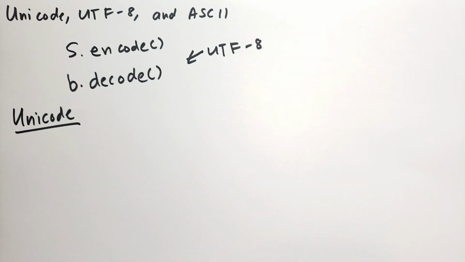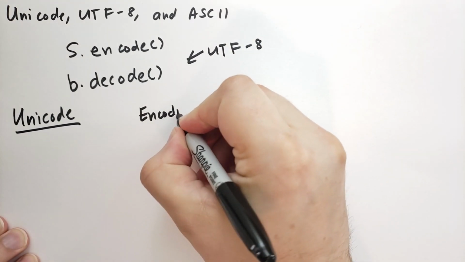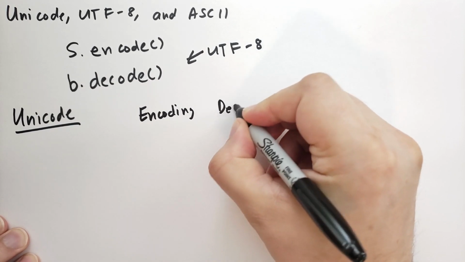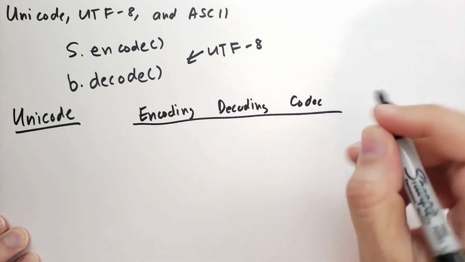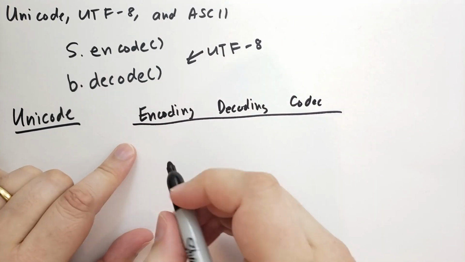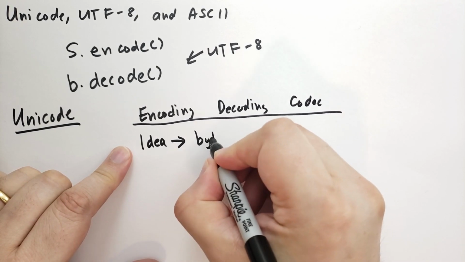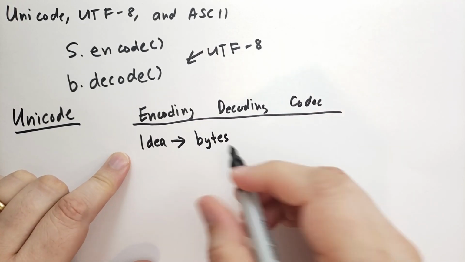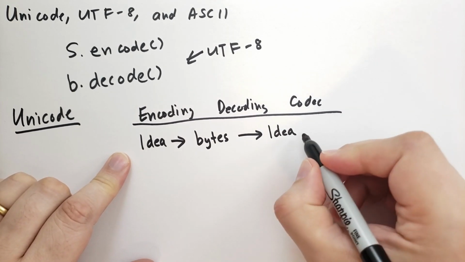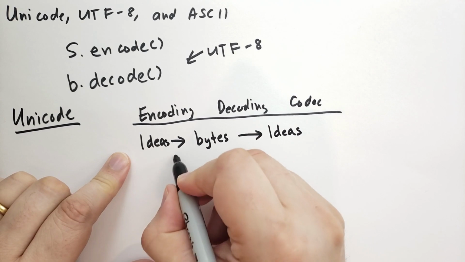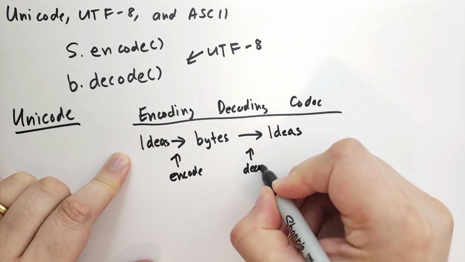Okay. So let's talk about what encoding is. When we talk about encoding and decoding and the word codec, these three words are related. So encoding is when you take some idea and you turn that into a sequence of bytes, okay? And decoding is the reverse, when you take those bytes and you convert them back to the ideas. I guess there's ideas plural there. So this is called encoding, and this is called decoding.